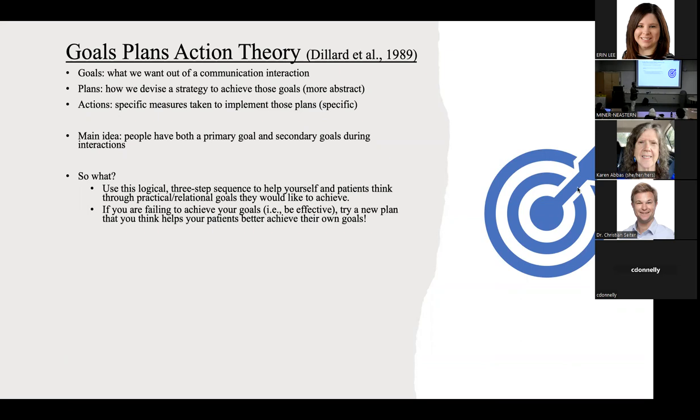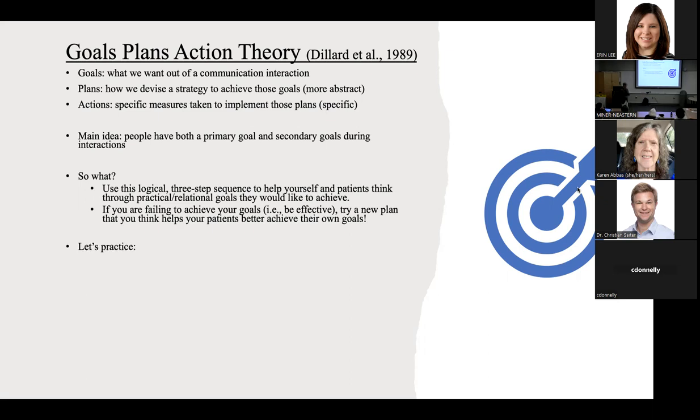Also, if you are failing to achieve your goals, if you are failing to be effective, revise your plans. Think about, are these plans really allowing me to achieve these goals? Or are the specific actions that I'm implementing consistent with what the plans would logically say would work in this given scenario? So those are two worthwhile uses for goals, plans, action theory in a clinical context.